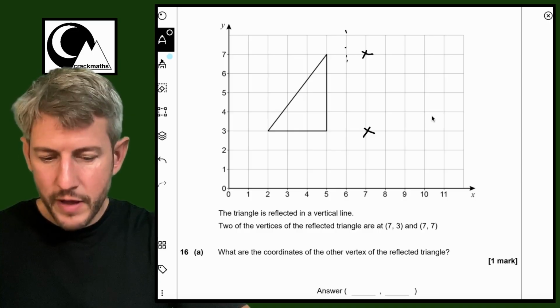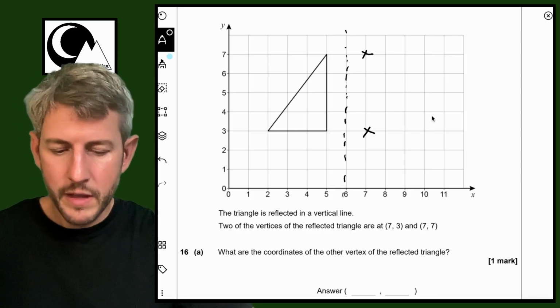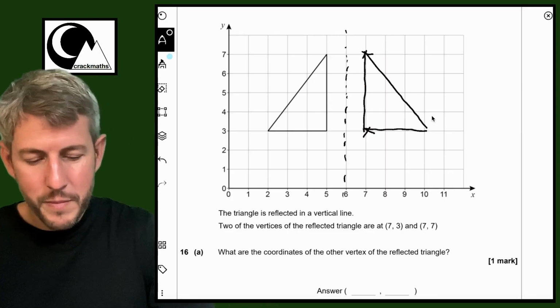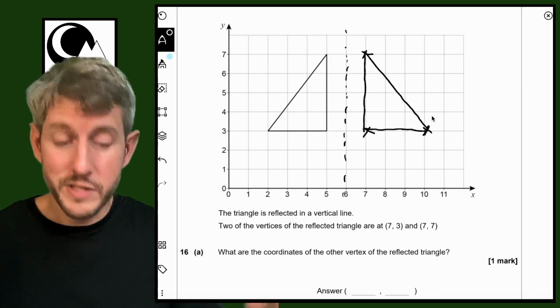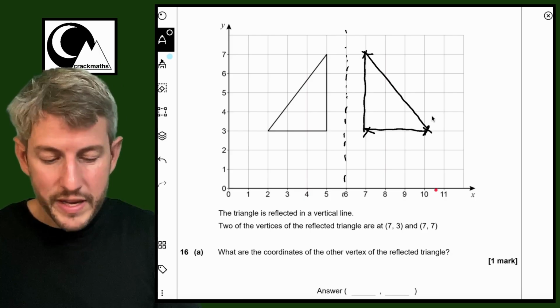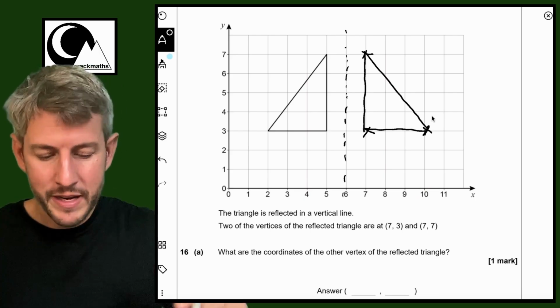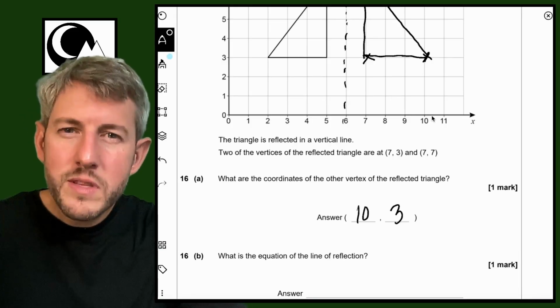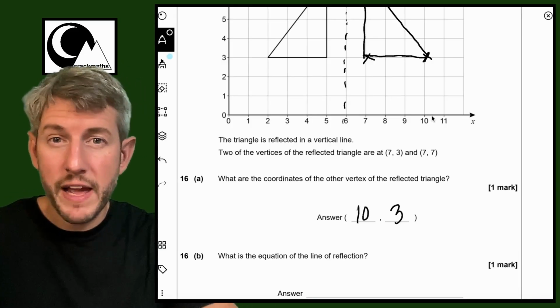So there we go. What I can do then is it's been reflected. So our mirror line is going to have been here. So if I finish this reflection off, it will look like this. So the missing coordinates, the final coordinates of the vertex is going to be 10, 3. So 10, 3 is what we're after. And it says here, what is the equation of the line of reflection?